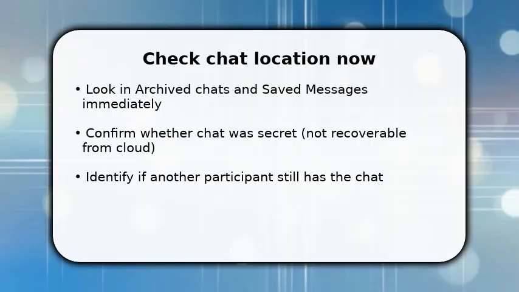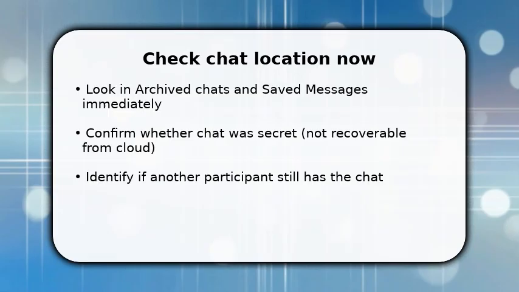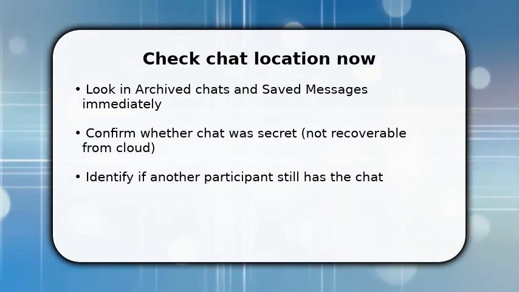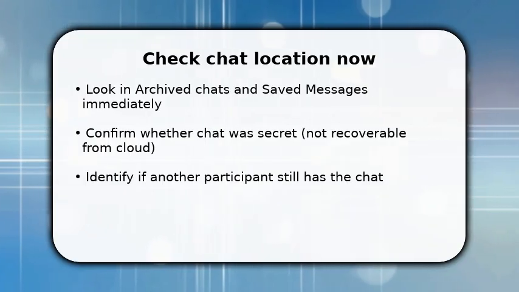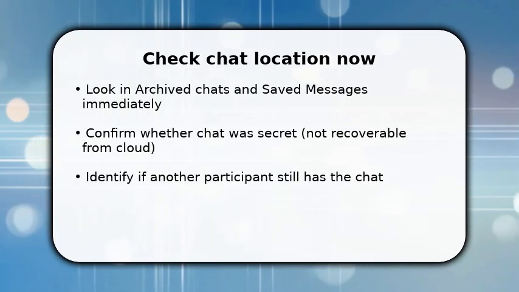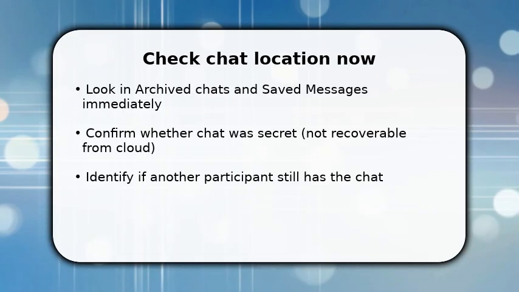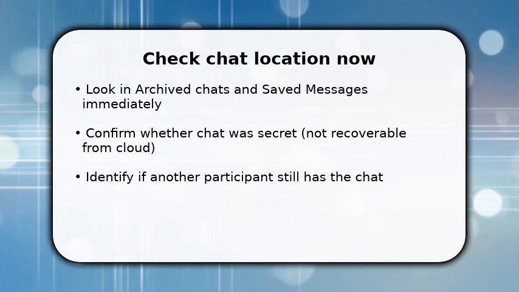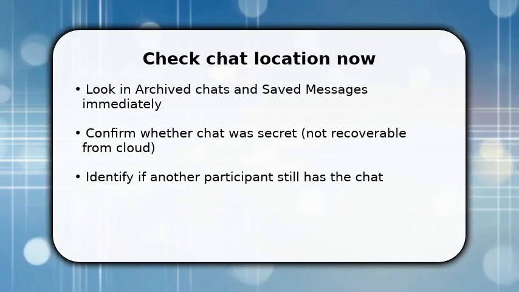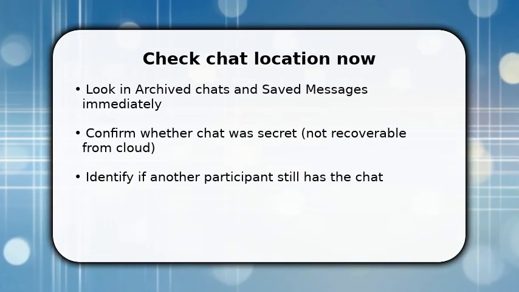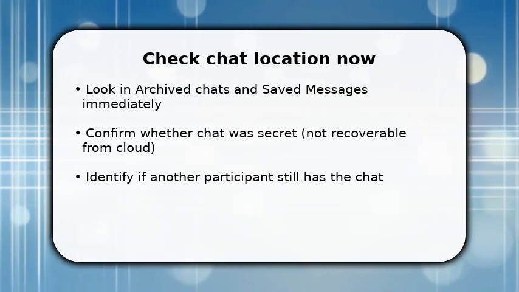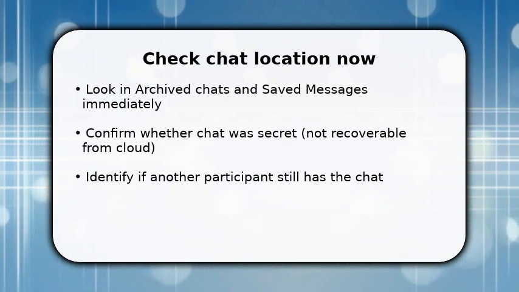Please enjoy the video. You need to act now. Open Telegram and check archived and saved messages. Many chats are hidden there rather than deleted. Also confirm whether the conversation was a secret chat, because secret chats are device-only and cannot be recovered from Telegram Cloud. If another person was in the conversation, ask them to export or forward the messages. Once done, note which recovery path you can use: local backup, exported file, or a copy from the other participant, and prepare the device for the next steps.